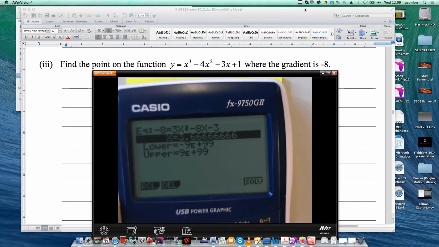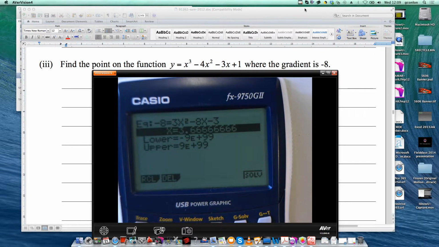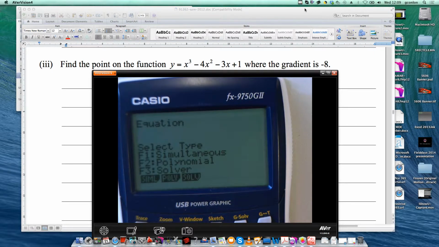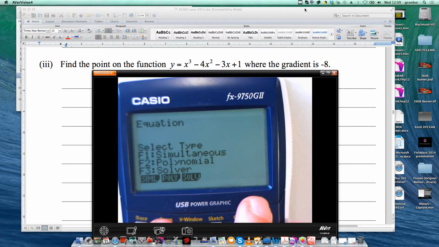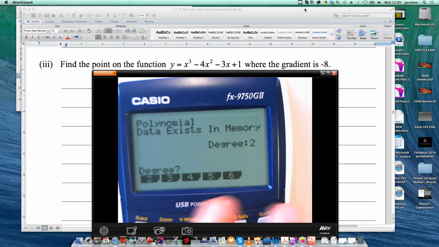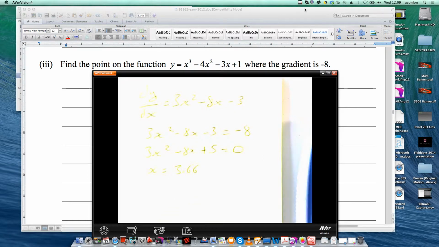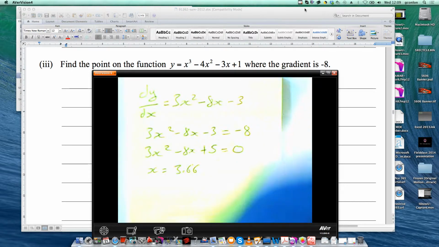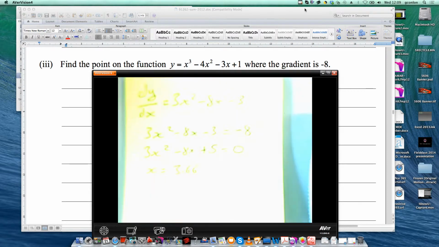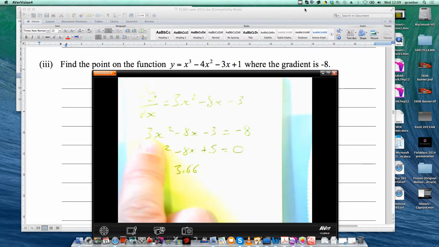Oh, no, you used solver, didn't you? No, don't use solver. You use a polynomial solver, because polynomial is what we've got. So what have we got? We've got squareds in this one, haven't we? Oops, it's just gone all funny. It'll settle down. This has got squares in it, trust me.